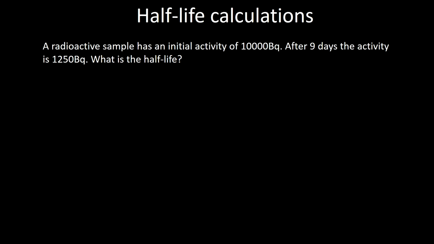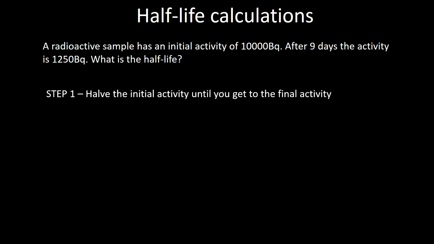What's the half-life? So this time, what you do to start with is you just halve the initial activity until you get to the final activity. So you just keep halving it. So 10,000, halve it once to 5,000, again to 2,500, and then finally to 1,250. And the same way as before, each of those arrows represents 1 half-life, because that's the time it's taken for you to halve the activity of the sample.